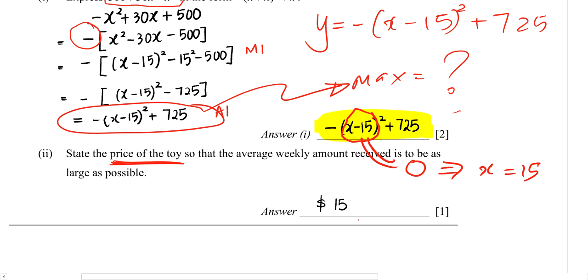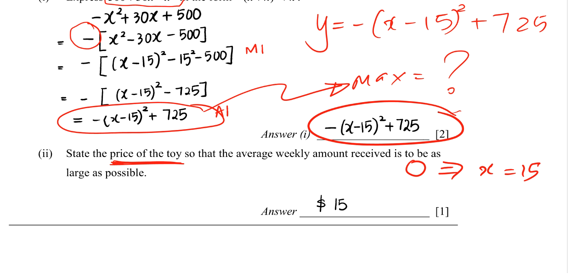You are expected to just look at this completed square and be able to tell us the maximum point, which is in this case x equals 15 and y equals, when x equals 15, what is the maximum value? 725. All agree? Yes, right. 15 minus 15 is 0, 0 squared you get 0, plus 725 you get 725. So what is the maximum amount of money that he can receive in a week? 725. And that happens when x equals 15. Okay?